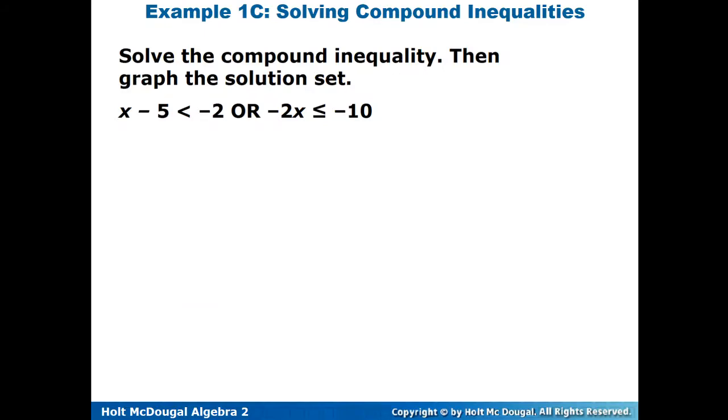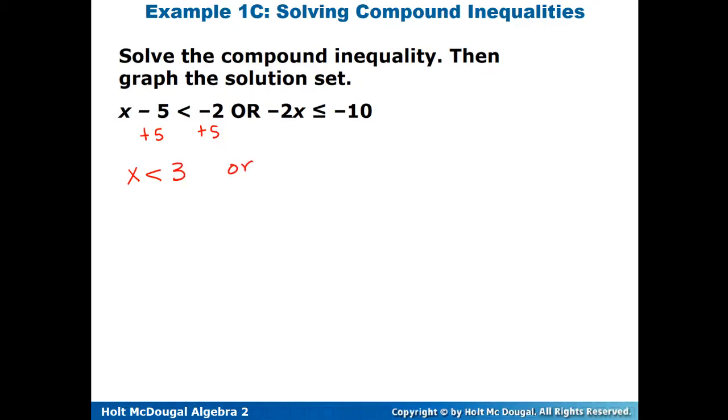Here we have 2, and we're using the or again. So the very first thing, again, always, we want to solve both inequalities, in this case for x. So I'm looking at this, and I see that a -5 is connected to my x. So let's add 5 to both sides of this equation. And that's going to give us x is less than 3.